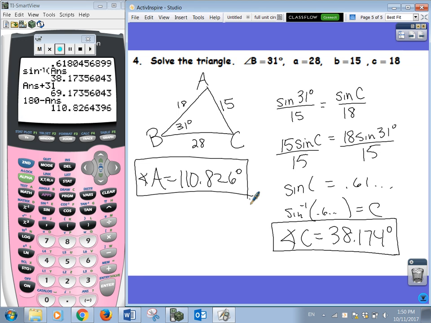So very important on this last one that you must solve for angle C first, and then just add the two. And then if you want to, later on when we learn law of cosines, you could find that angle. But once you have two, the best thing to do is to add the two together and subtract from 180 so that you can get the correct answer.